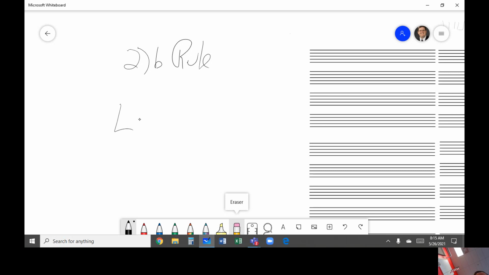For the flat rule, you take the letter, you add 1. Oops, let me do it this way.